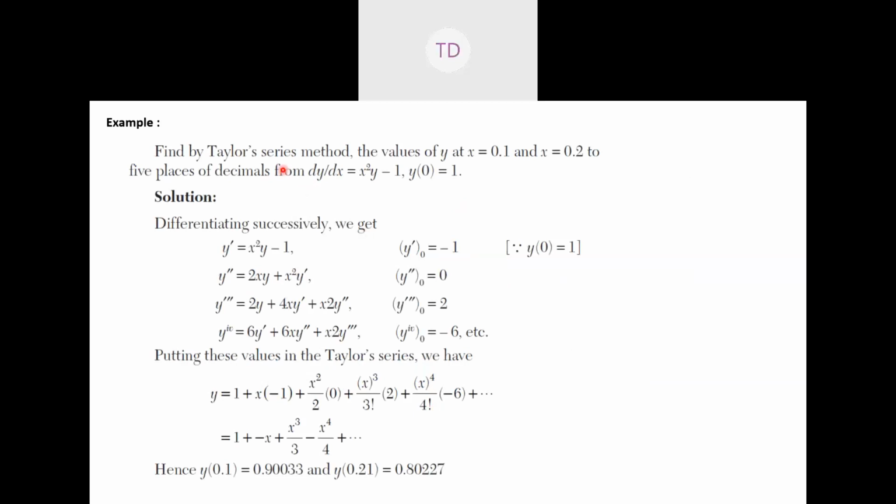Now here we will consider an example. Find by Taylor series method the values of y at x equal to 0.1 and at x equal to 0.2, to 5 places of decimals, from dy by dx equal to x square y minus 1. So what is given to you? This is your ordinary differential equation, dy by dx equal to x square y minus 1. The initial condition is given at x equal to 0. How do you read this? At x equal to 0, y is equal to 1. This is the initial condition given to you.